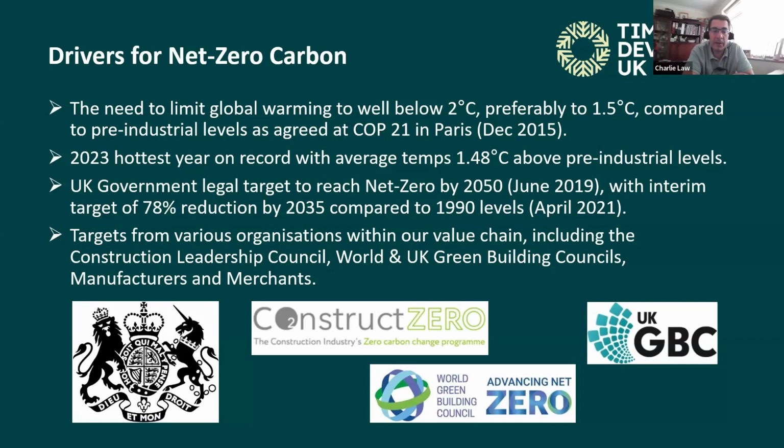The UK government has set targets to reach net zero by 2050. That was set in 2009, and it also set an interim target in April 2021 to reach a 78% reduction by 2035 compared with 1990 levels. So there's quite a bit of work to do there.